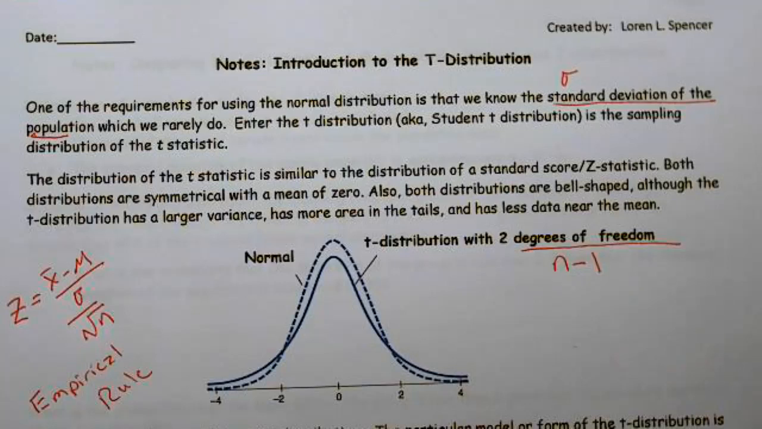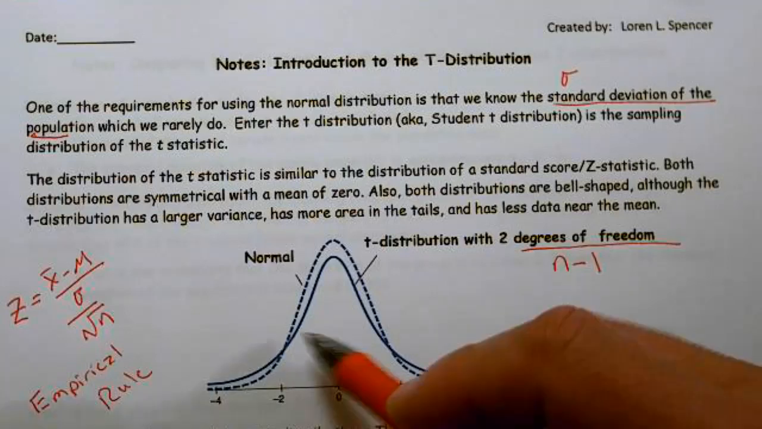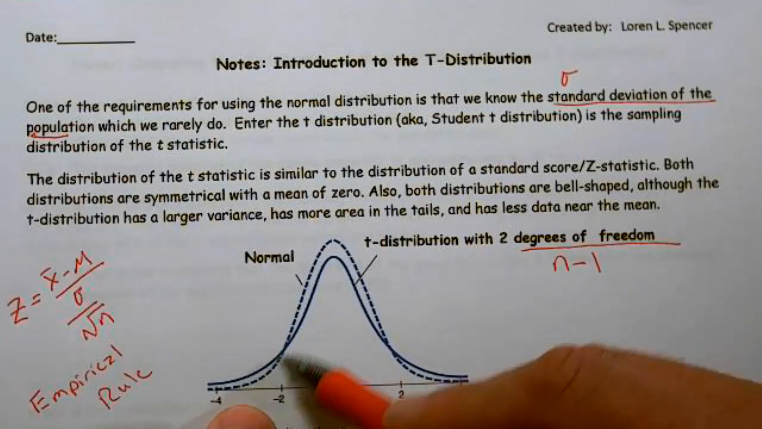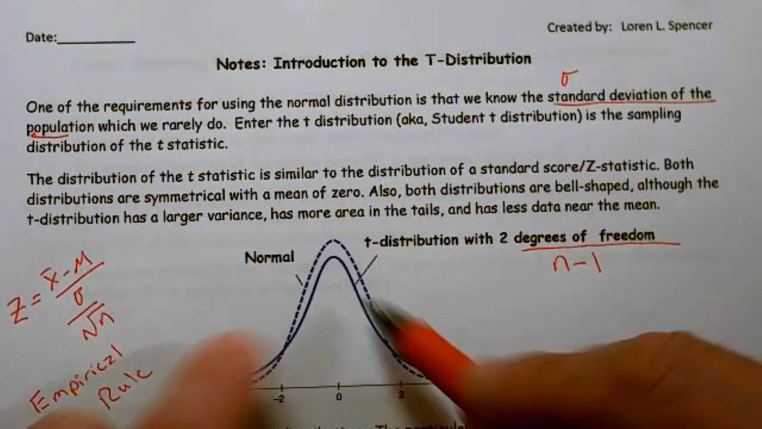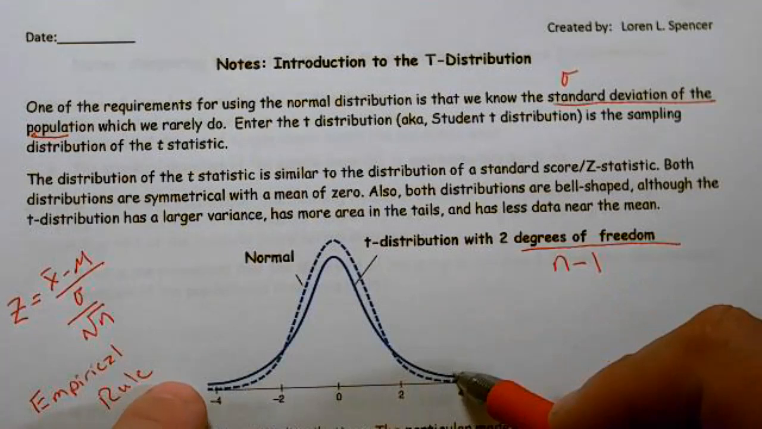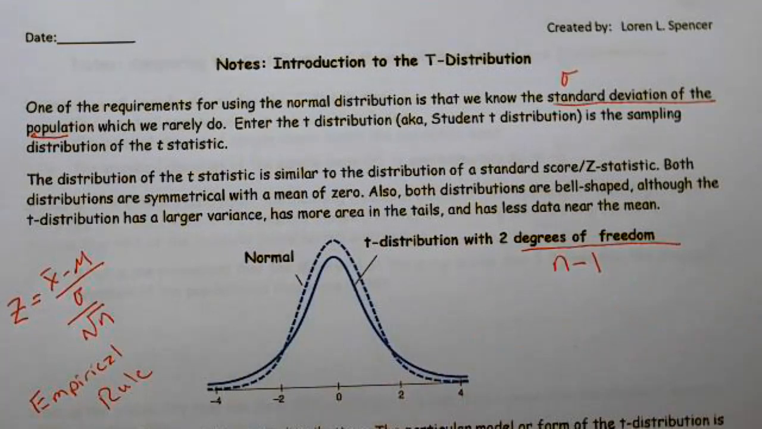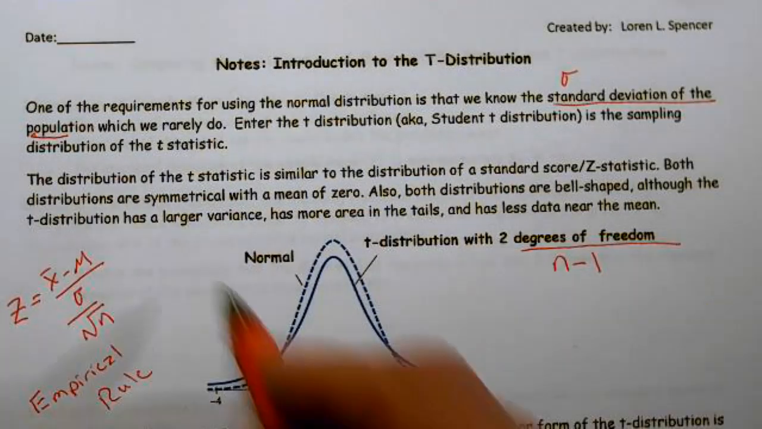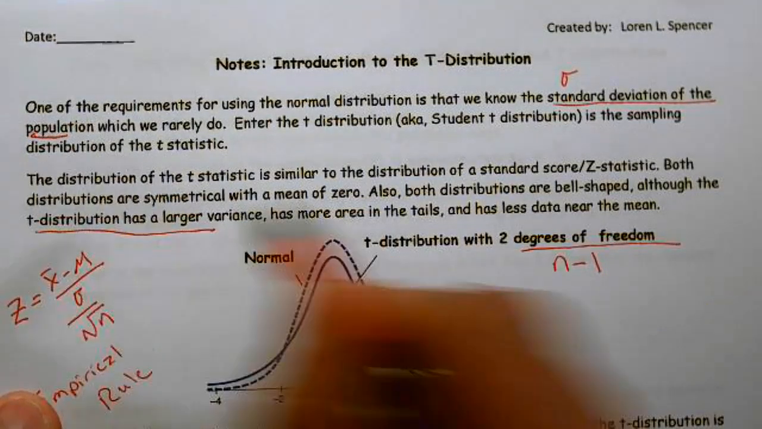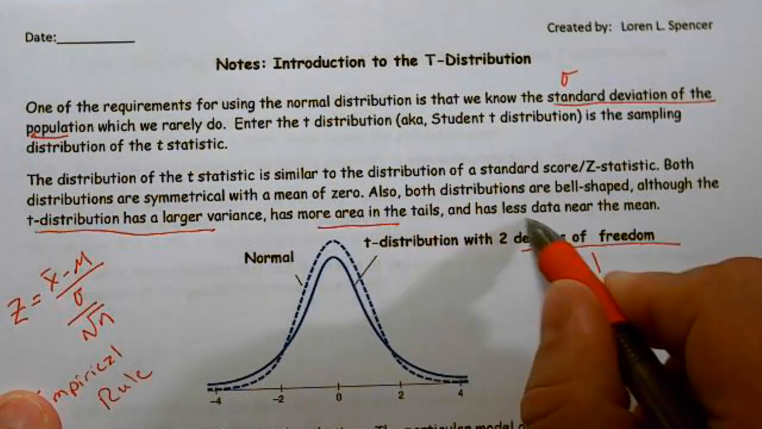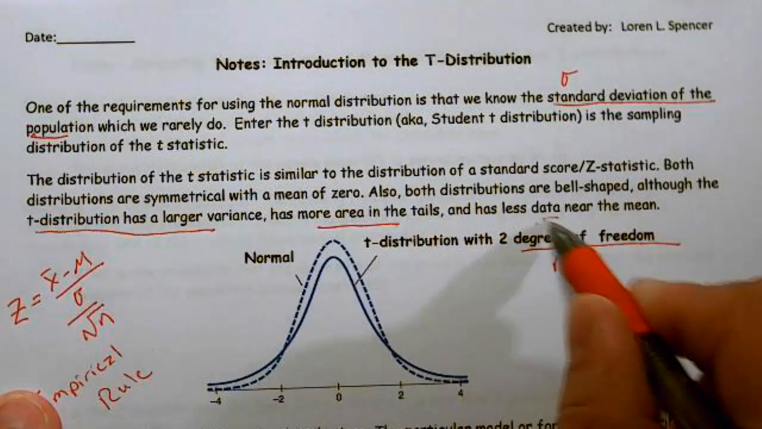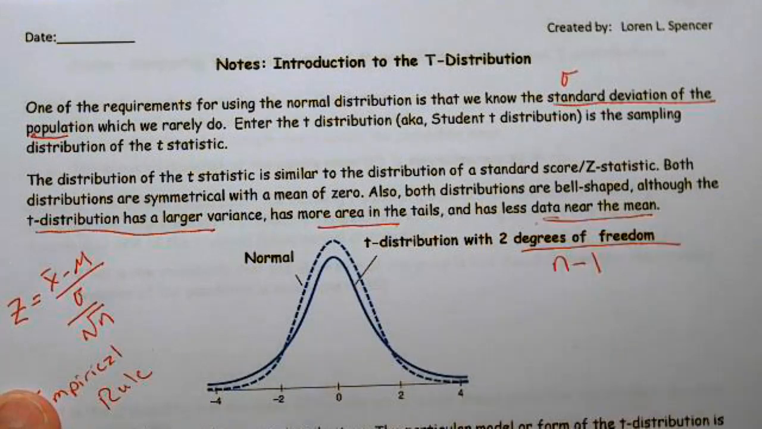The t-distribution is a little bit different than the normal, although they look very similar. If the dashed line represents the normal, the t-distribution is a little bit shorter, not a whole lot, but a little bit shorter. And the t-distribution has more variance. It has a larger variance and more area in the tails. It also has less data near the mean. So the t-distributions are going to be a little bit shorter and a little more spread out. In other words, it's going to be a little bit fatter than the normal.